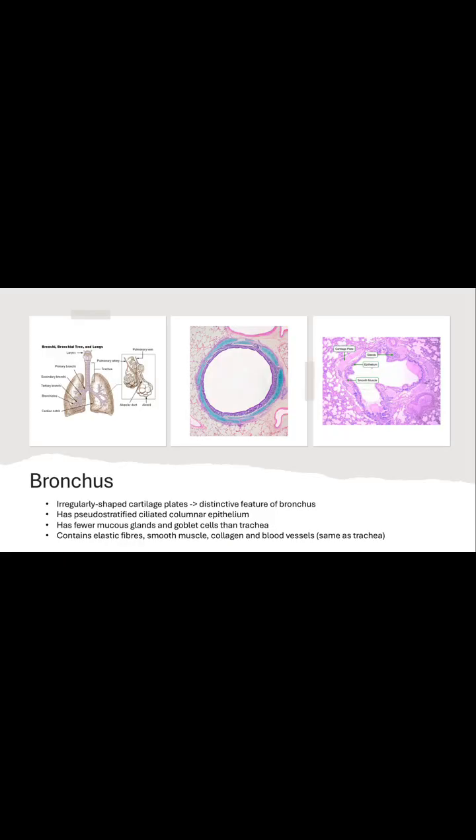So, to start off with, we're going to be looking at the bronchus. Now, the bronchus has irregularly shaped cartilage plates. This is still hyaline cartilage, the same as what's in the trachea, and it is the distinctive feature of the bronchus. So, when we're looking at photomicrographs of the bronchus or diagrams, this is what we're going to be looking at to make sure that we can identify it as being the bronchus. And we can see these plates surrounding the lumen here.